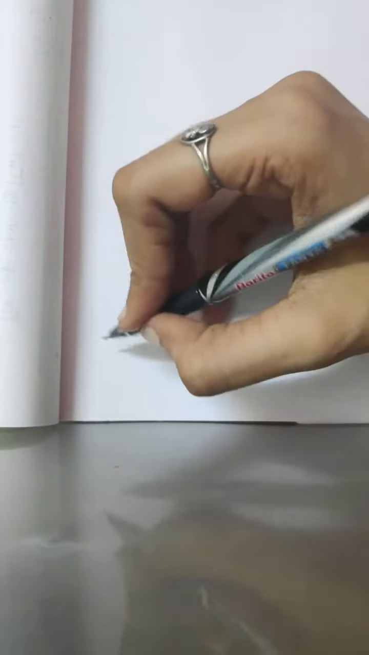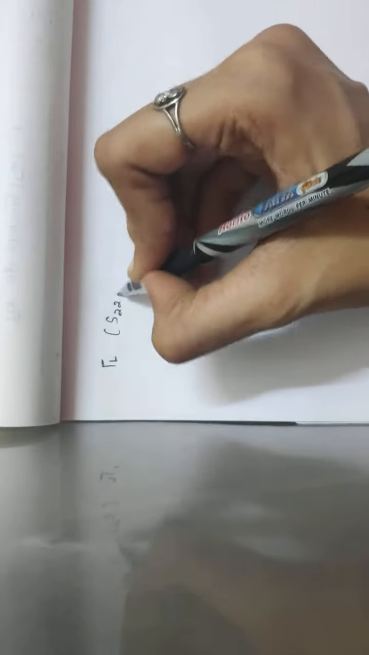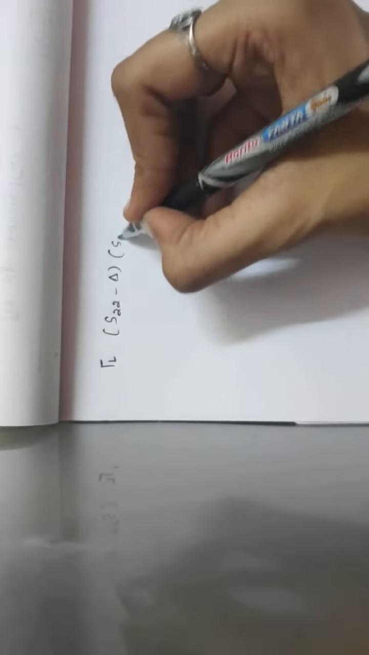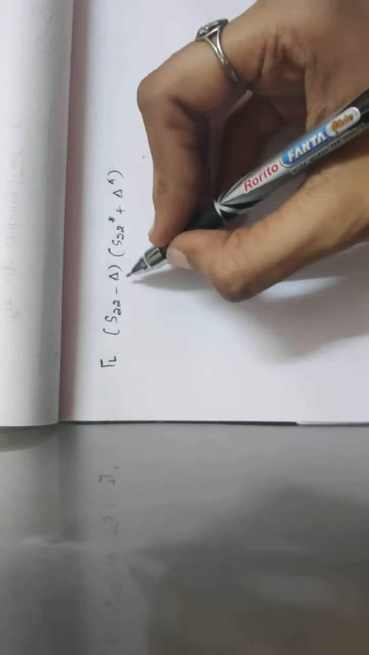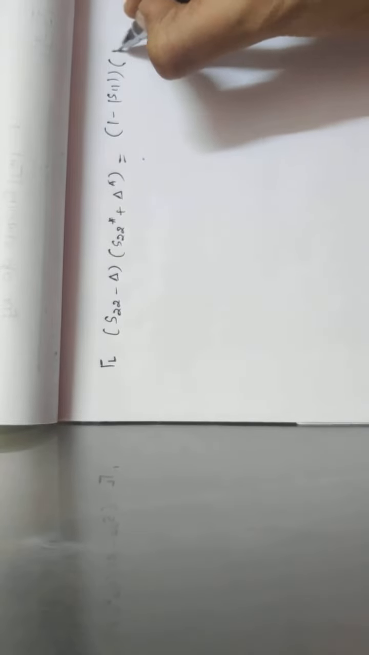Now let us multiply with the conjugate on both sides. So this is ΓL into (S22 minus Δ), and I am going to multiply with its conjugate. So this becomes S22 conjugate minus Δ conjugate. I am taking the conjugate of each and every term. For S22 the conjugate is S22 star, and for Δ the conjugate is Δ star. And this is equal to, on the right-hand side, 1 minus S11, to which we multiply the conjugate value S22 conjugate minus Δ conjugate.